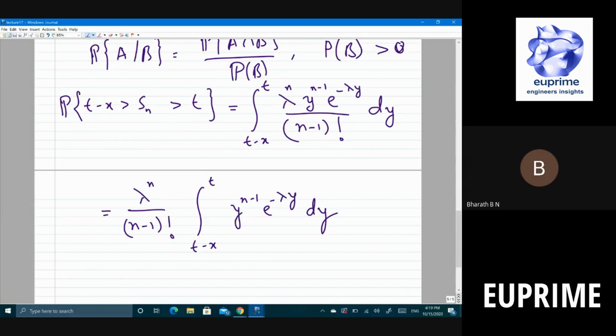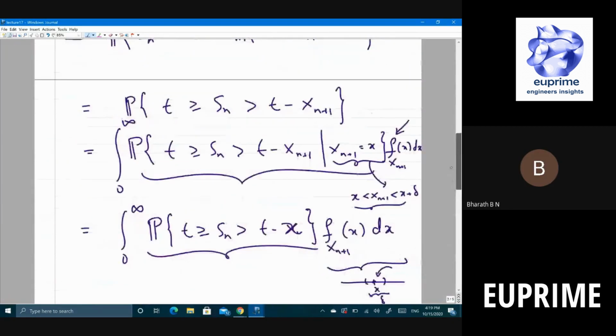Now what will be this integral? This integrand is of a gamma integration, if we change the integration to 0 to infinity. That is true, but you cannot do that here, because the integral is from t minus x to t. One can go from t minus x to infinity, the other one should go from t to infinity, and subtract. So how do you solve this now? What do you think is the solution?